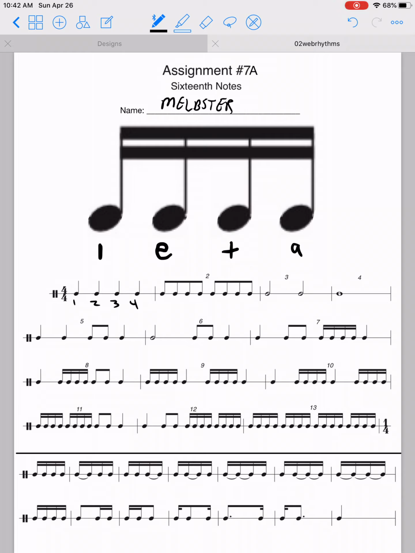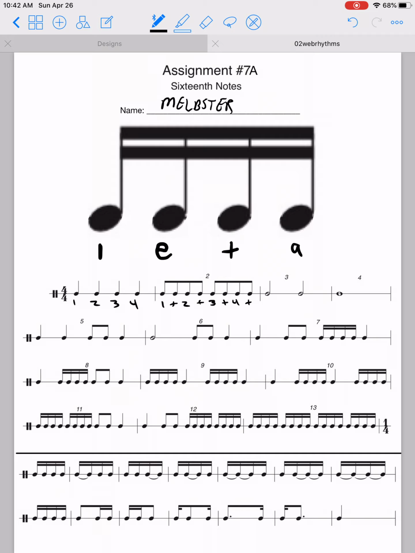In measure 2, we have 8th notes. And 8th notes introduce the "and", because 8th notes are half a beat. So we have to have 2 notes for every beat to make 8th notes work.